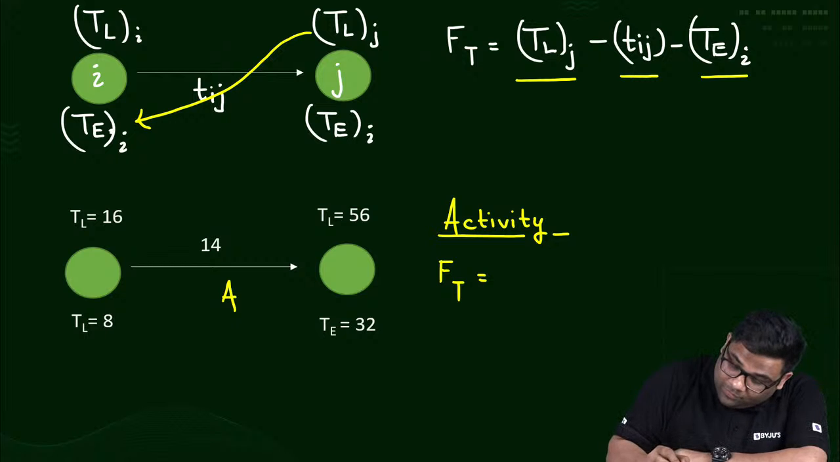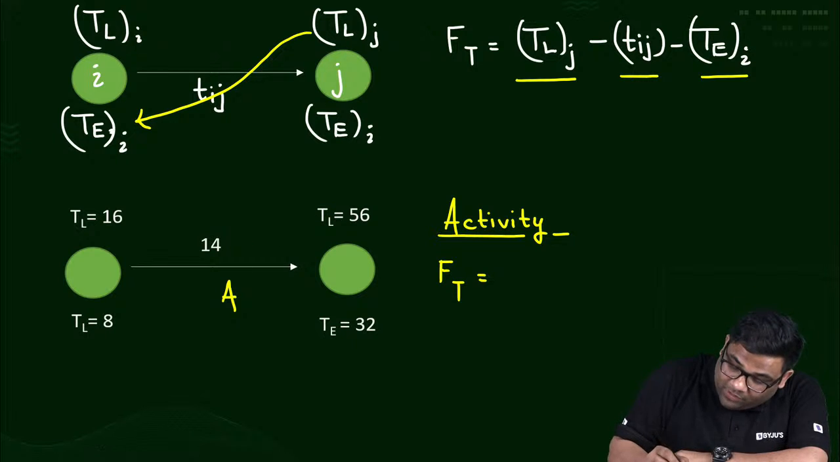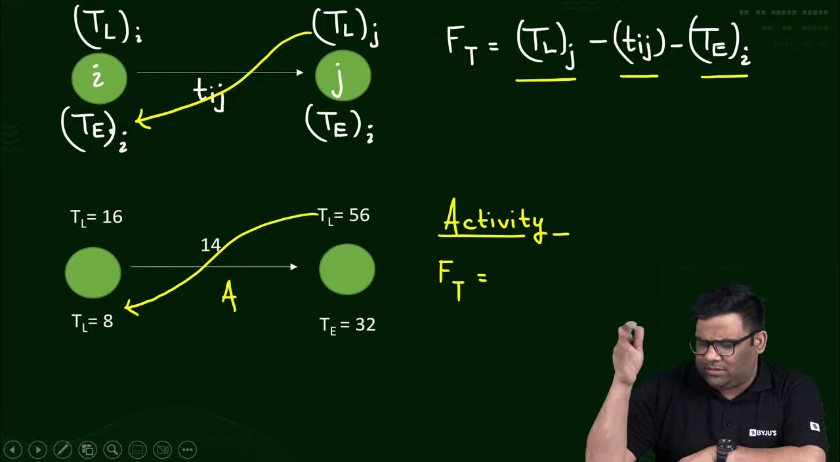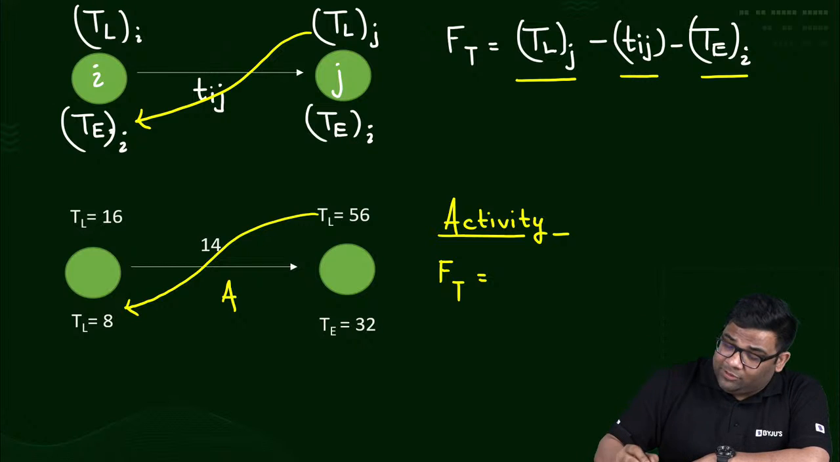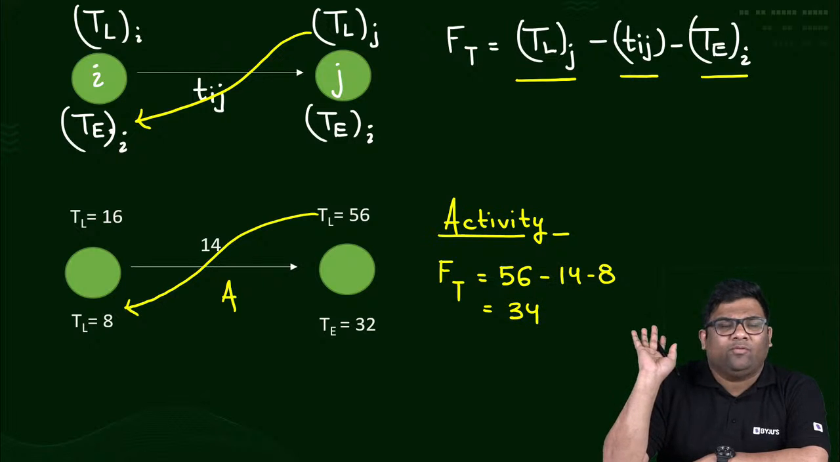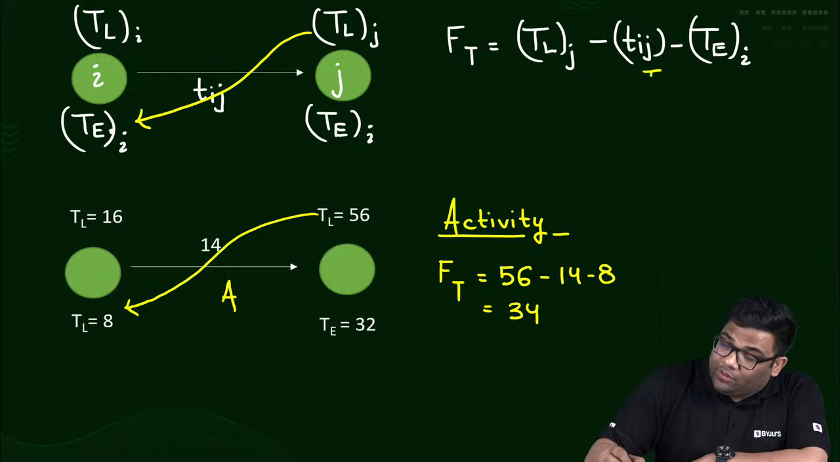Remember the flow. Like this you have to go. If you remember the flow, it's very easy. This very short trick many people know. So how much is it? 56 minus 14 minus 8 gives me 34. That is the total float. Very easy to find.